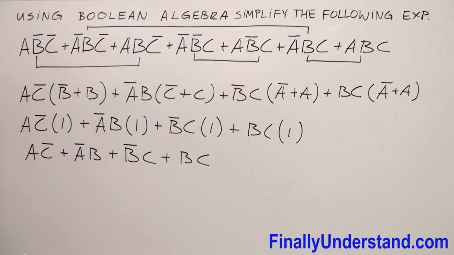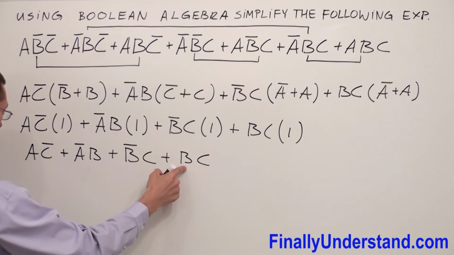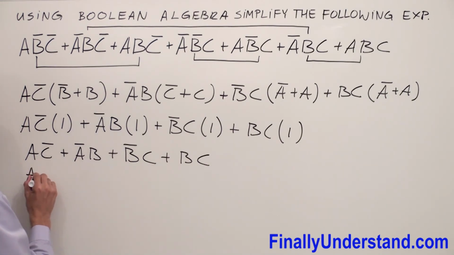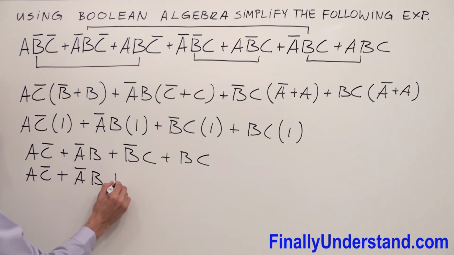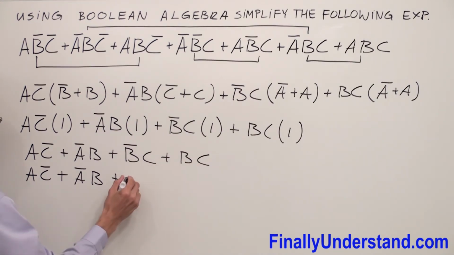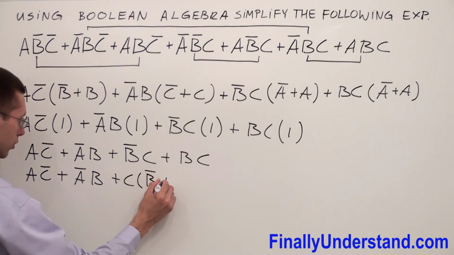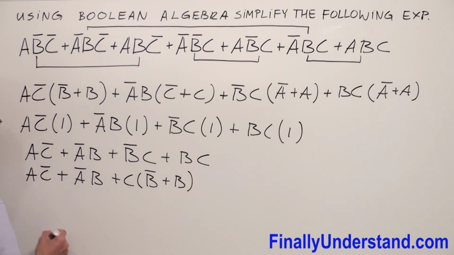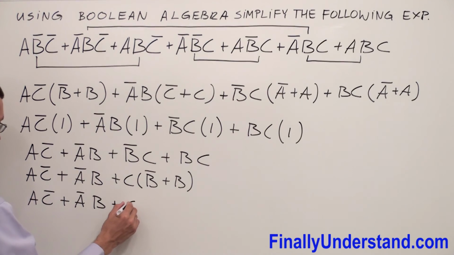Next, I can factorize c from these two terms. I'm going to have a c naught or a naught b, or factorize c from these two terms, and inside of the parentheses I'm going to have b naught or b, and I'm going to end up with a c naught or a naught b or c.